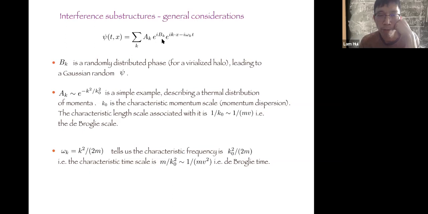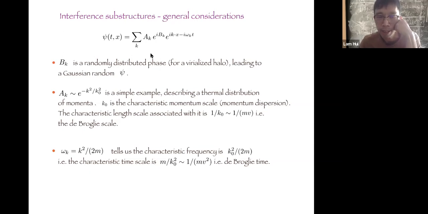The superposition of these plane waves is dictated by what I gave you here. The superposition amplitude is a complex quantity, so I'm pulling out the amplitude, which I call A of k, and the phase, which I call B of k. Let me talk about the phase first. This is the phase for each plane wave. If you have a halo that is fully virialized in equilibrium, it's fairly reasonable to assume this phase is basically random.